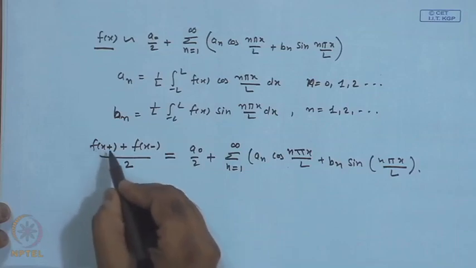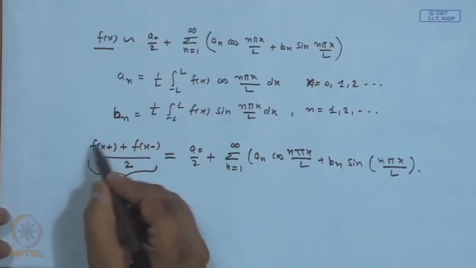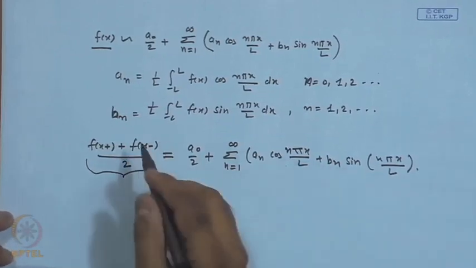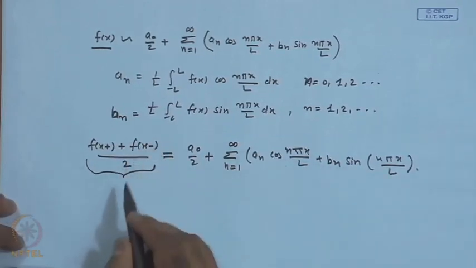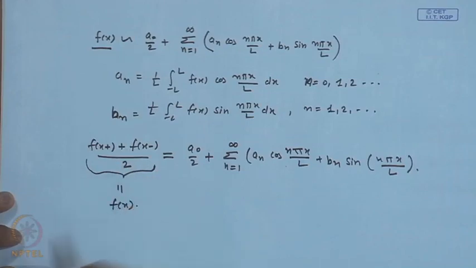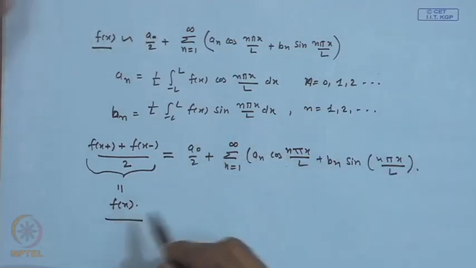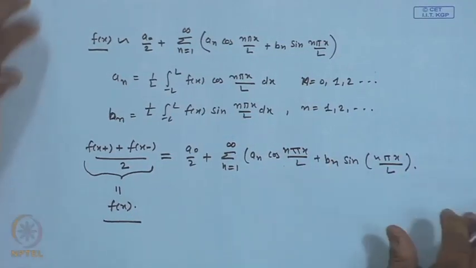And we have also mentioned that at a point of continuity, f x plus is equal to f x and that is equal to f x minus. So, at a point of continuity this is simply f x. So, that series converges to the functional value.